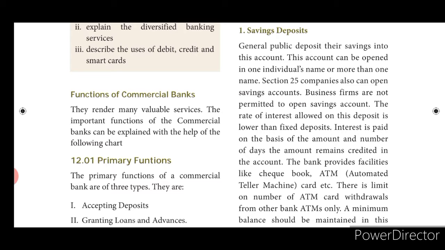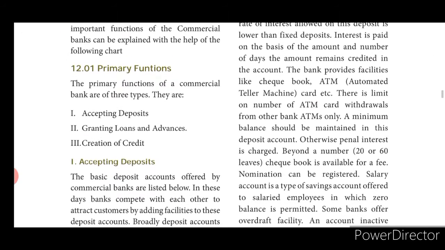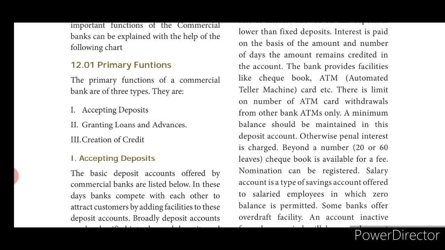When you see the valuable services that we have, and the importance of a commercial bank, the first one is the primary function. Students, in this lesson we have primary functions and secondary functions. Now the first topic is primary function. The primary functions of a commercial bank are of three types. The first one is accepting deposits, the next one is granting loans and advances, and the third one is creation of credit.